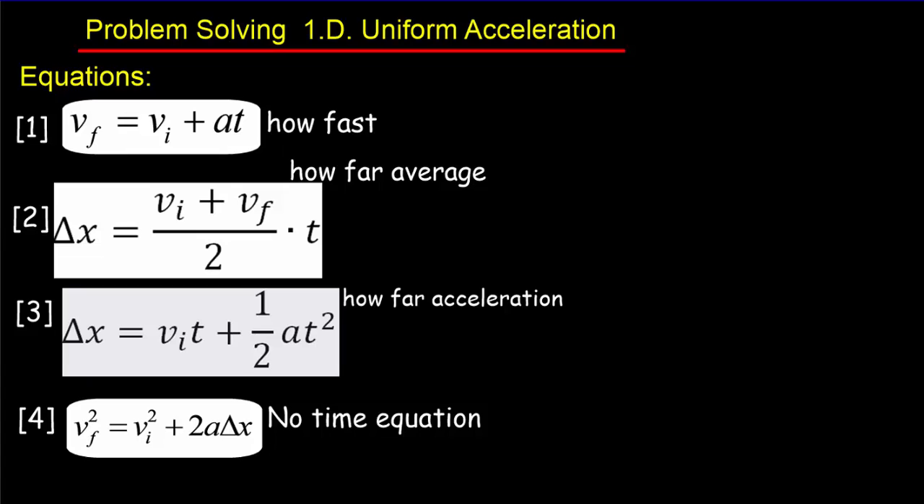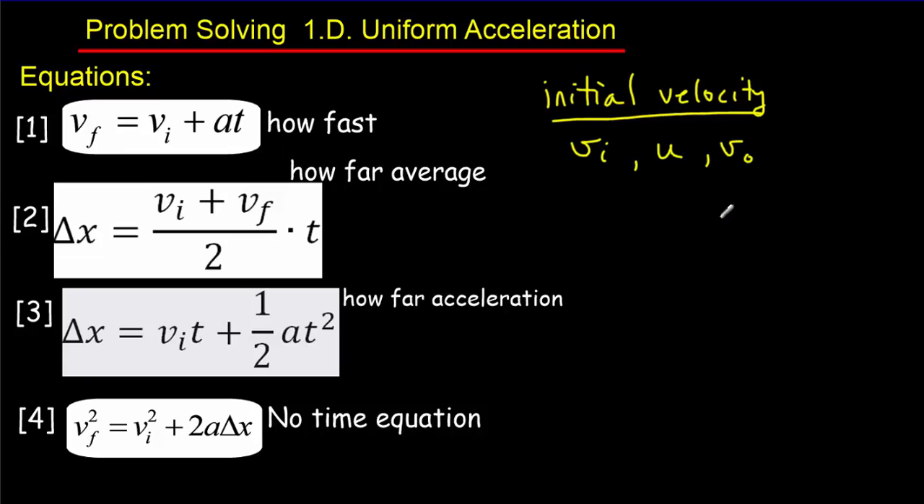Something else to note here is that if you're using different websites and different textbooks, you're going to see different symbols being used. Let me just mention a few of the common ones. If you're talking about initial velocity, well, I'm using a Vi. The IB uses a U, and a lot of textbooks will use a V naught. For final velocity, of course, I'm using a Vf, but a lot of textbooks just use a V, and the IB will just use a V.